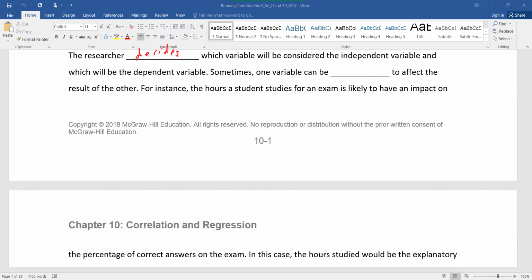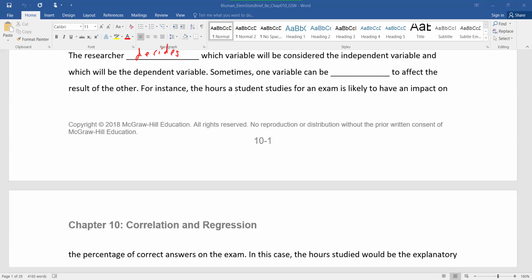Again, a statistician could argue that the blood pressure dictates the age that you might be, but then you would flip that, and you would still have an independent and a dependent depending on what you're looking for. And again, the researcher will always be like your word problem. You don't get to make that decision yourself until you start working in the real world. So the researcher decides which variable will be considered the independent variable and which will be the dependent variable.